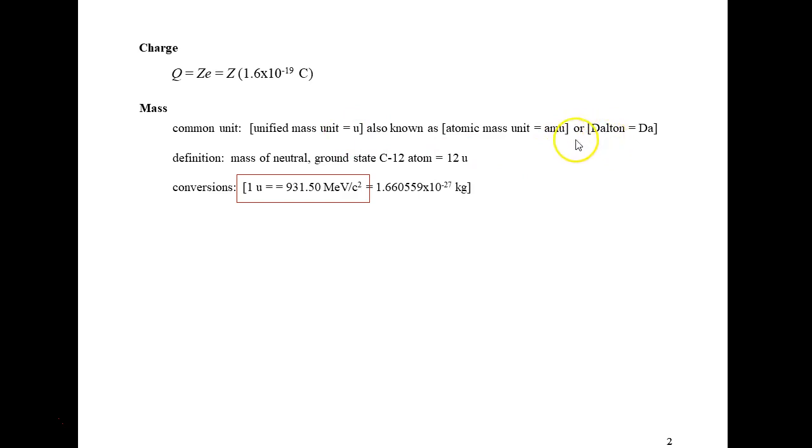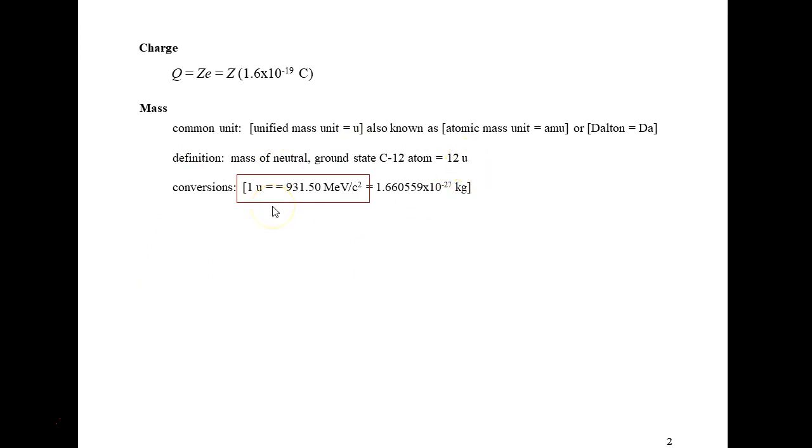Officially, this is given the name of a Dalton, but I don't know, I think everybody still just uses u. It's defined on the mass of a neutral ground state carbon-12 atom. So by definition, a carbon-12 atom with all its electrons in the ground state has exactly 12 unified mass units.